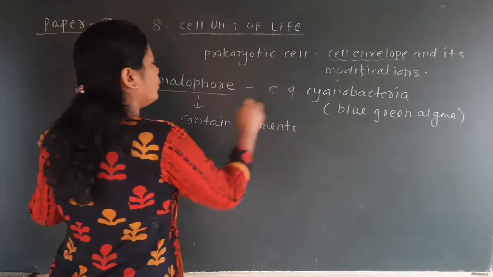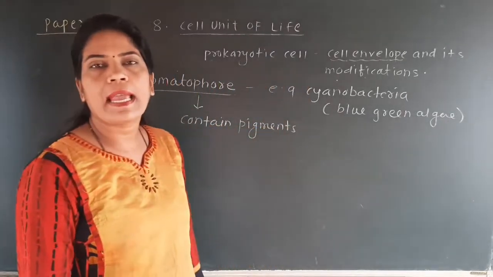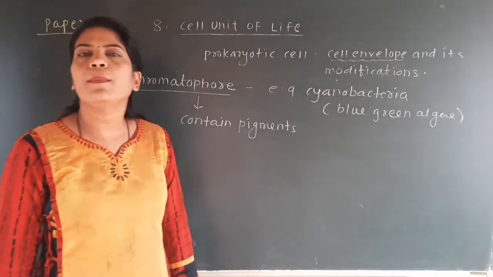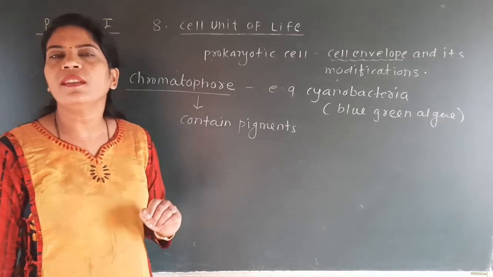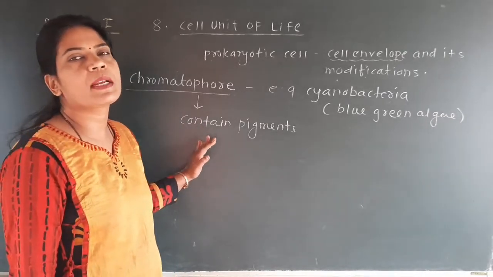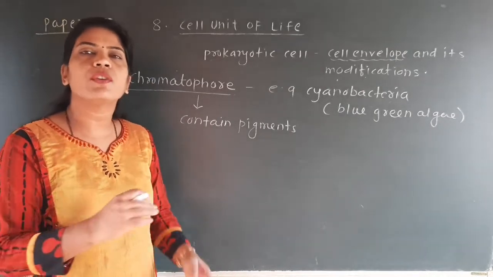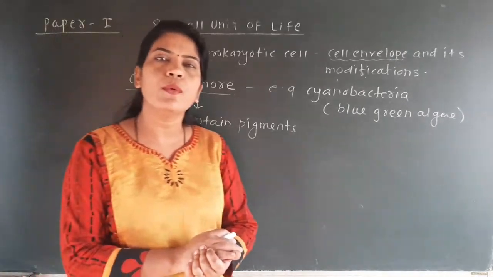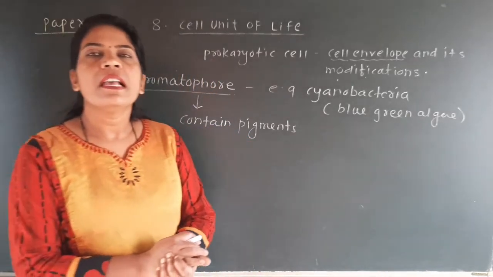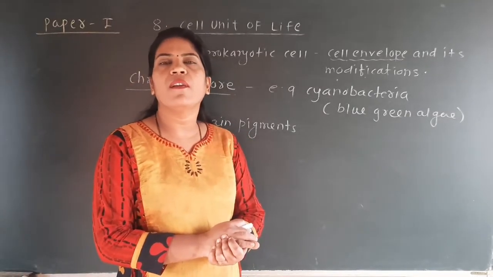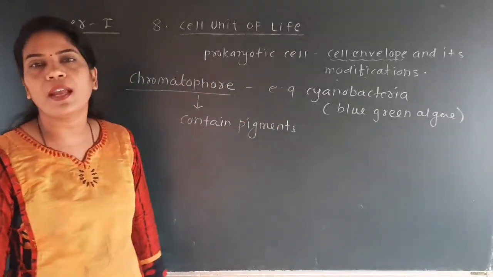So you know that these cyanobacteria are photosynthetic. They make their own food with the help of some pigments, and those pigments which are required for photosynthetic activity of the cyanobacteria are present in their chromatophore. So again the question will be asked from the NEET point of view, that chromatophore is the modification of the cell envelope found in, then the answer is the blue-green algae or the cyanobacteria.